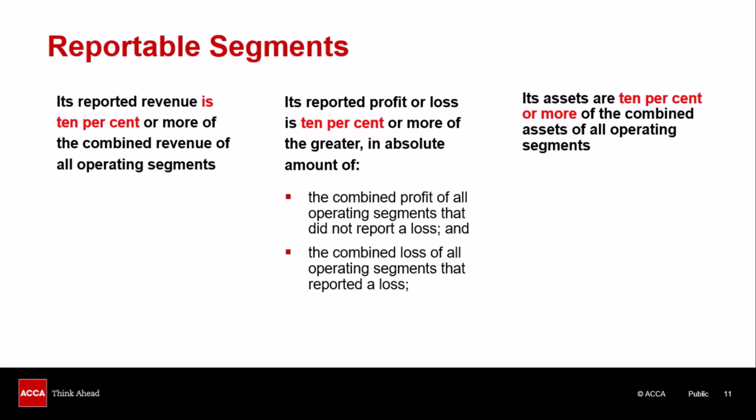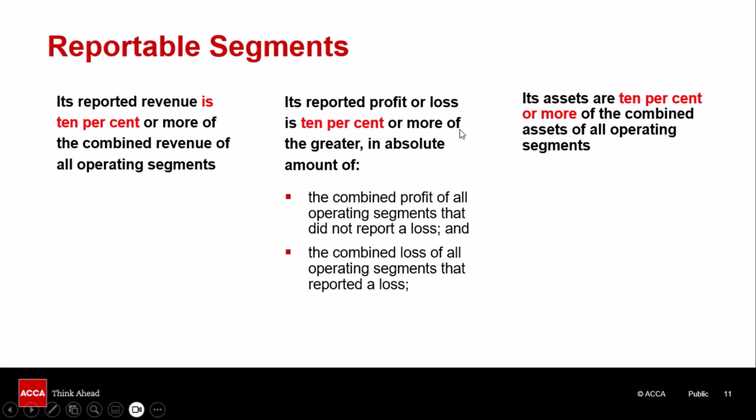The secondary criteria says, when you have these reportable segments, when you have identified them, at least 75% of the entity's external revenue must be included in the reportable segments. Now, this one changes the game. Now, it's saying you have identified these reportable segments. When you add them together, at least 75% of the entity's external, keyword external, revenue should be included in these reportable segments.